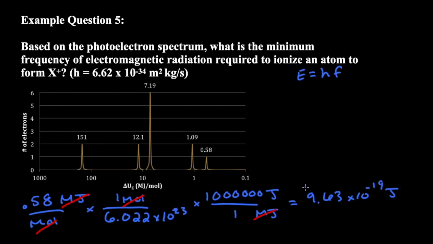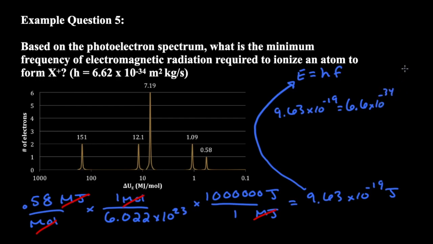And so I'll take this number and plug it into my energy equation. That's going to be 9.63 times 10 to the negative 19, and that's going to be equal to Planck's constant, which is 6.6 times 10 to the negative 34, and then we're going to multiply by the frequency. The frequency is right here, and we're going to solve this now for frequency.